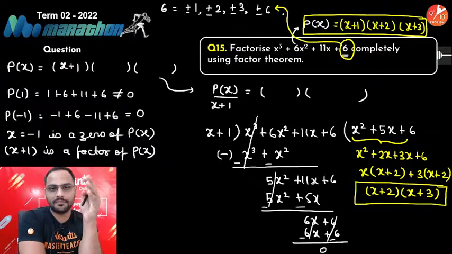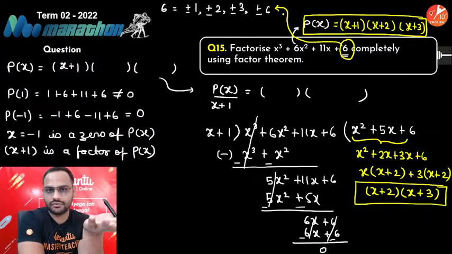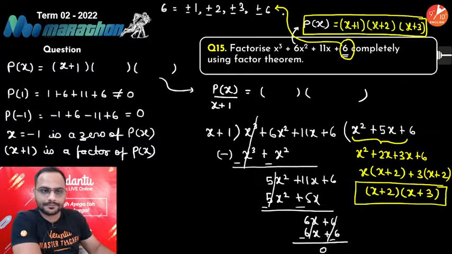So 6 has plus minus 1, plus minus 2, plus minus 3 or plus minus 6 as a factor. I started with plus 1. The value of the polynomial at x equal to 1 is 1 cube plus 6 into 1 square plus 11 into 1 plus 6. Obviously it is 24, which is not equal to 0.